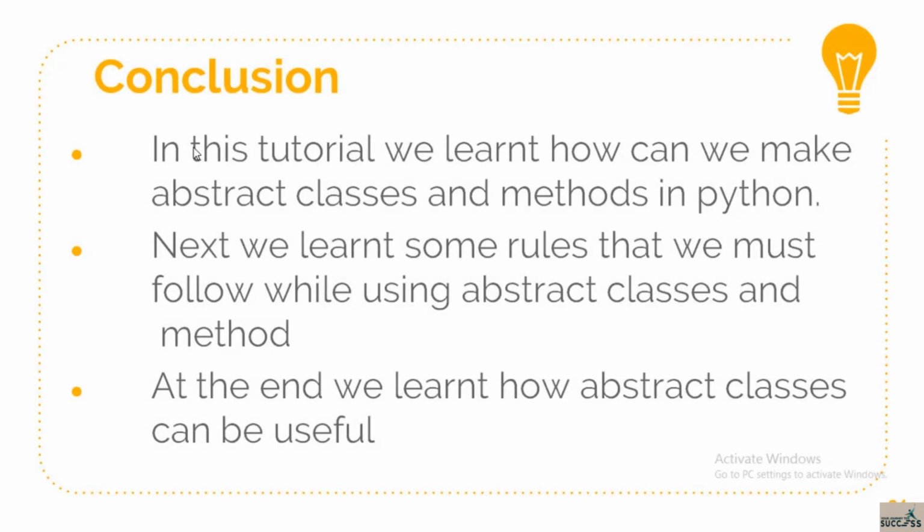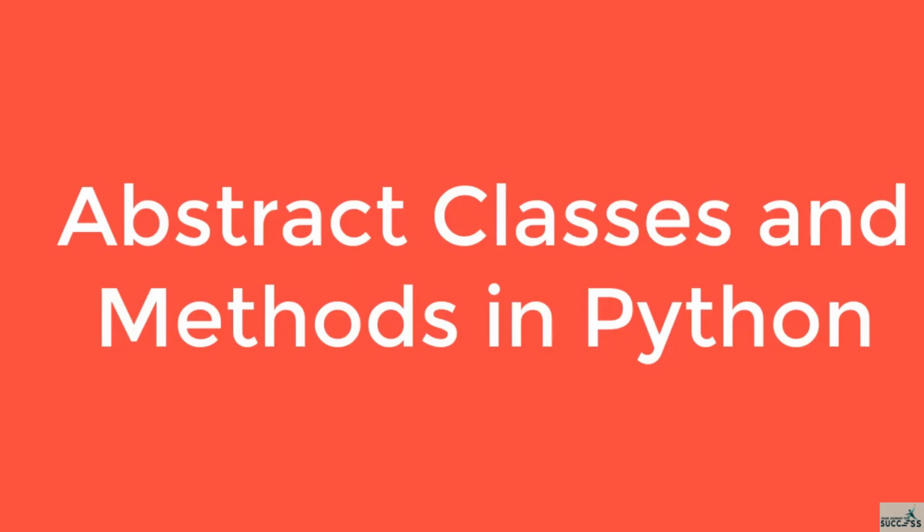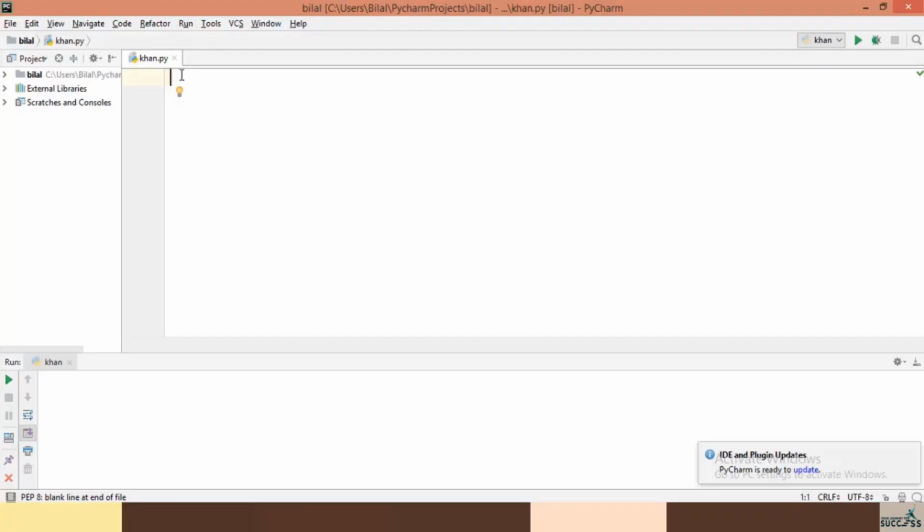Now to conclude this tutorial, we have learned a couple of things. The first thing is how we can make abstract classes and methods in Python. Next, we learned some rules that we must follow while using abstract classes and methods. At the end, we learned how abstract classes can be useful. So now you know what abstract classes and abstract methods are.